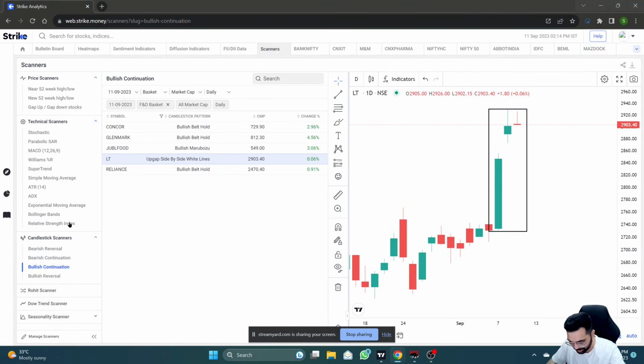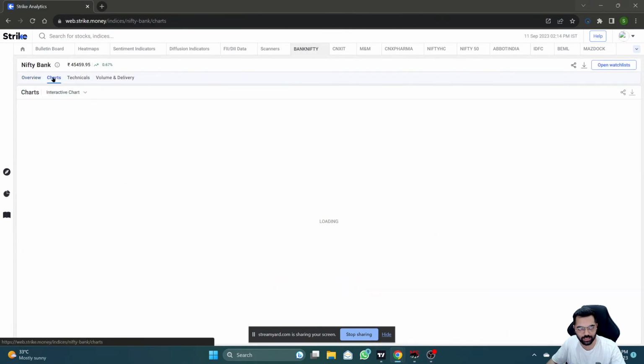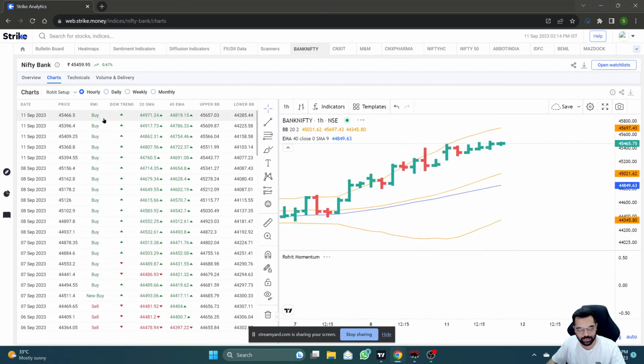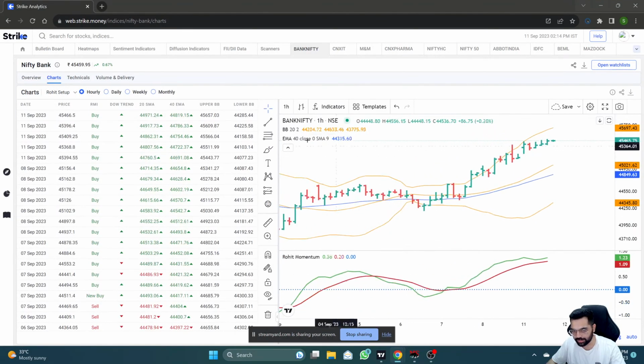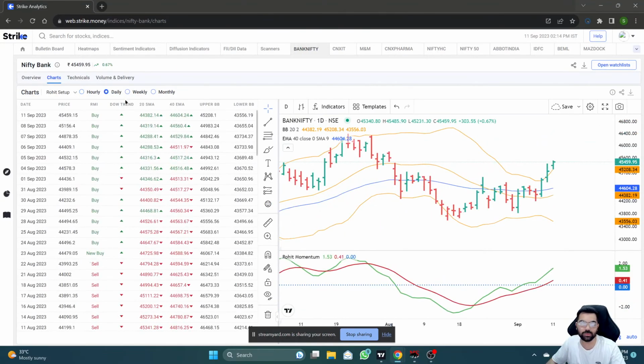Abhishek is asking which scan is best overall. So there is nothing like best or worst scan. It's like which indicator you are used to use most. So if you talk about the Rohit trade setup itself, then it consists of, let me take you to that screen. So this setup, that is the proprietary setup for Strike that we use, consists of the RMI indicator, the Dow trend, the 20-day average, and the 40-day exponential average.